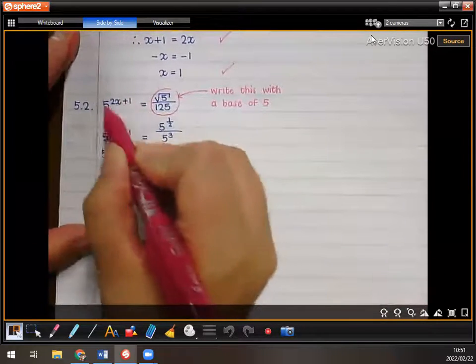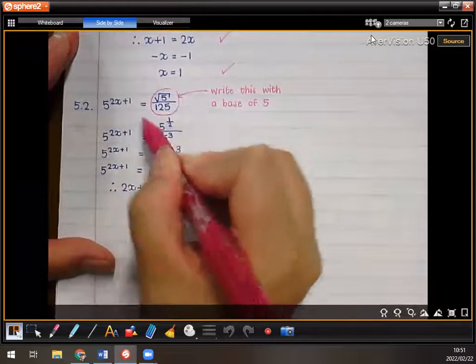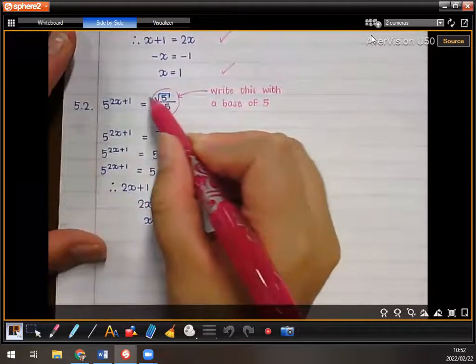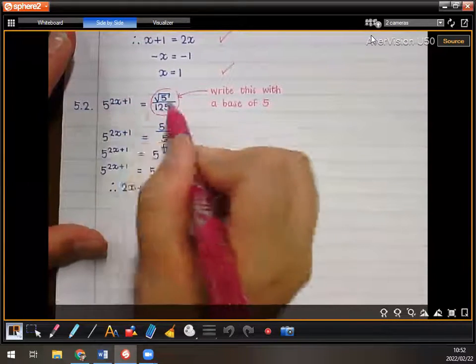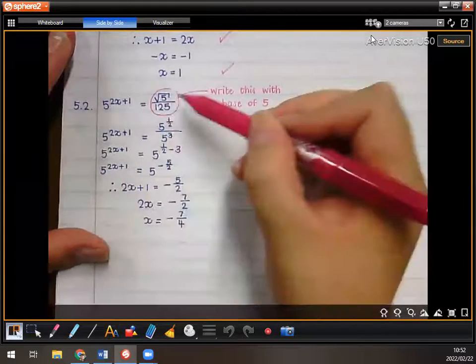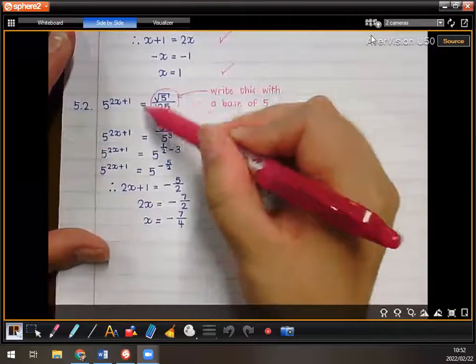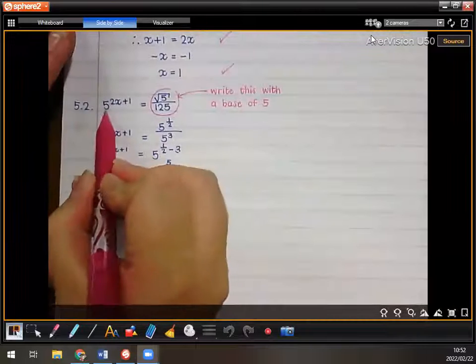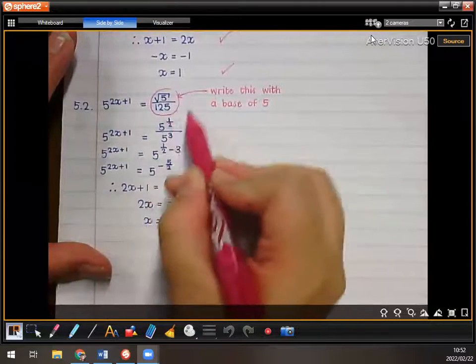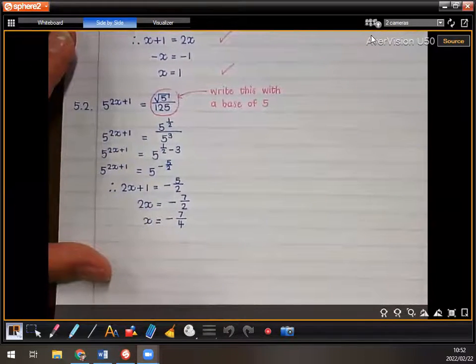Okay, again, you have 5 and 12 sum equal to a value. And we know that when your variable is in the exponent, you have to make the bases the same. So now we need to try and write whatever they give us here with the base of 5. Because here we have the base of 5, and we need to write this also with the base of 5.